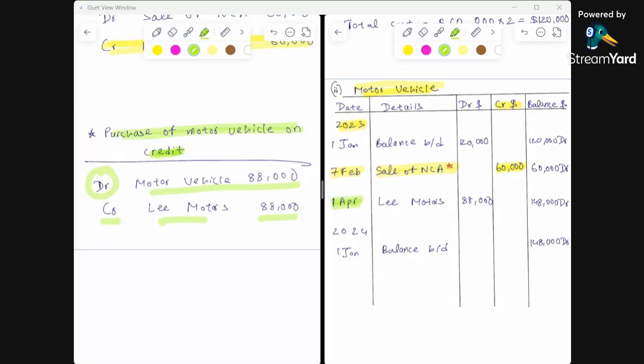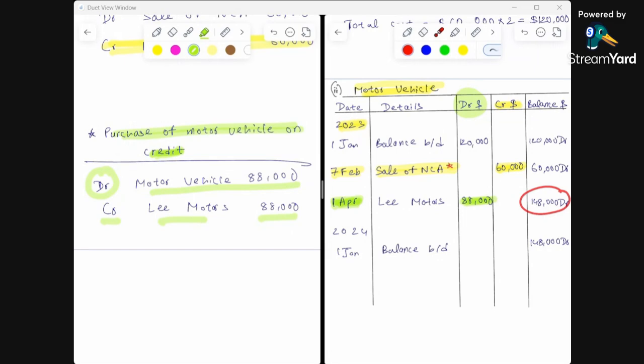Now, let's look into the ledger account on the right-hand side. So we understand we have purchased a motor vehicle. And anytime you purchase a motor vehicle, your assets go up in value. And when assets go up in value, they're being debited. So that's why we record $88,000 on the debit side, okay, on 1 April 2023, with the relevant details of narration being Lee Motors, which reflects the credit purchase that we have made. So previously, we had $60,000 debit as the balance at end of 7th Feb. Now we have to add $88,000 more debits. Altogether, this leaves us with $140,000 debit balance at the end of 1 April 2023.